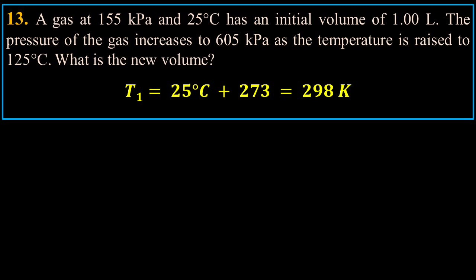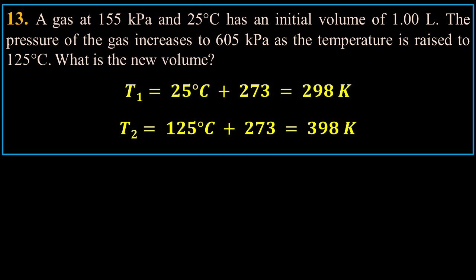So a gas at 155 kilopascals and 25 degrees Celsius has an initial volume of 1 liter. The pressure of the gas increases to 605 kilopascals as the temperature is raised to 125 degrees Celsius. What is the new volume? So we have T1 and T2. 25 degrees Celsius plus 273 is 298, and 125 degrees Celsius plus 273 is 398 Kelvin.